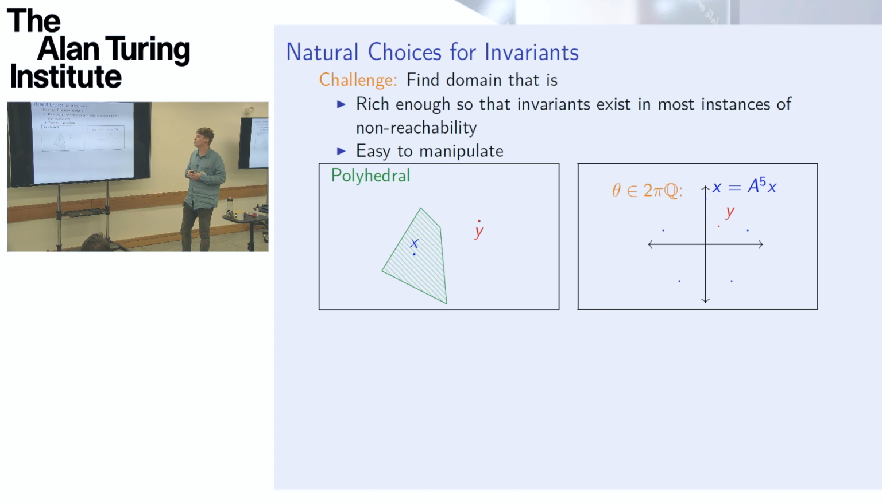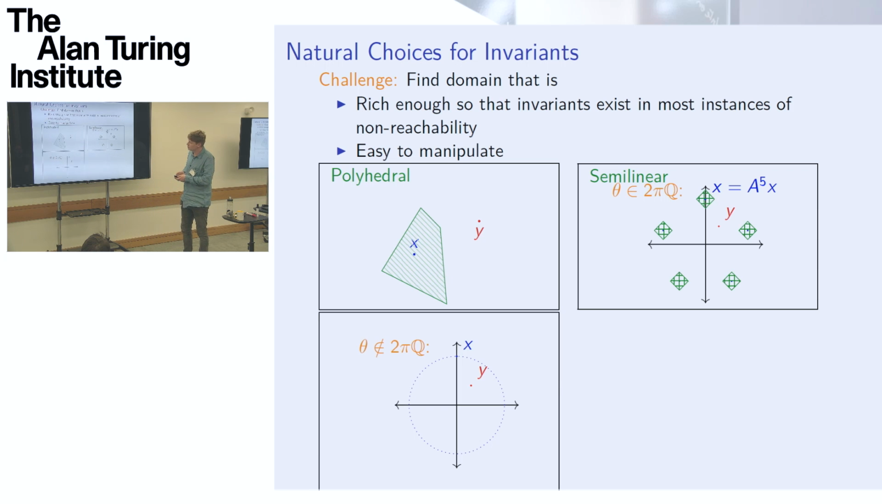One way to relax this is to allow for finite unions of polyhedra. That's why we introduce semilinear sets. So here we have a semilinear invariant for this transformation. But actually semilinear sets still aren't that rich. There are a lot of cases where there's going to be no semilinear invariant. For instance, in this case, y has positive distance from the orbit. We're in the case where we have an orbit that's dense in the circle. And my claim is that there's no semilinear invariant in this case. So why is that?